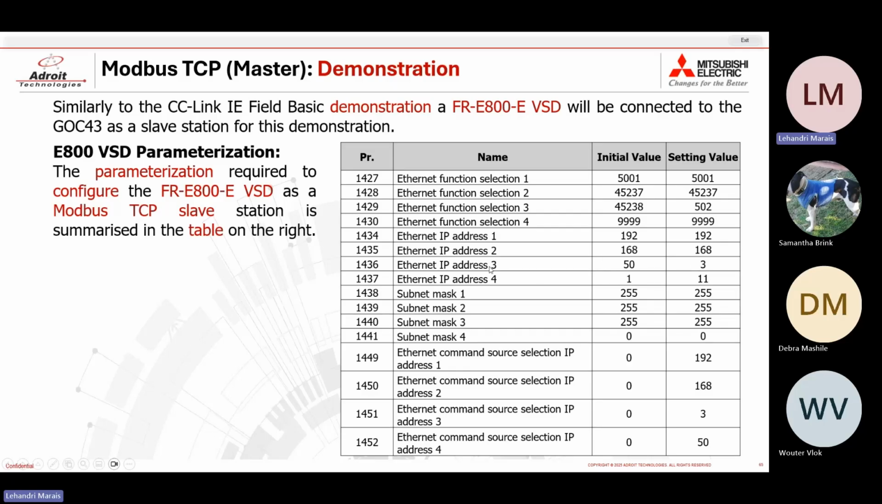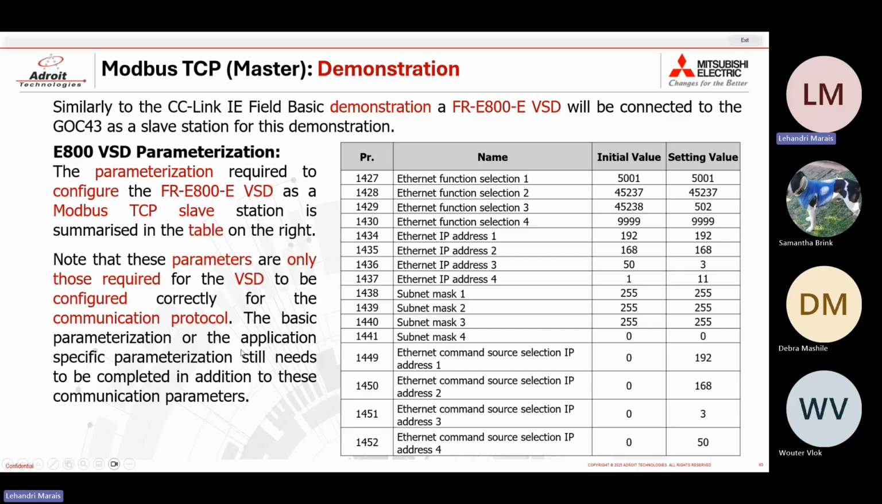Set up your IP address of your VSD, the subnet mask, and then last but not least, your Ethernet command source selection IP address. So this would be the IP of the master with which the slave needs to communicate. Once again, these parameters are only those required for the VSD to communicate for this communication protocol. You are still required to do parameterization according to your application.